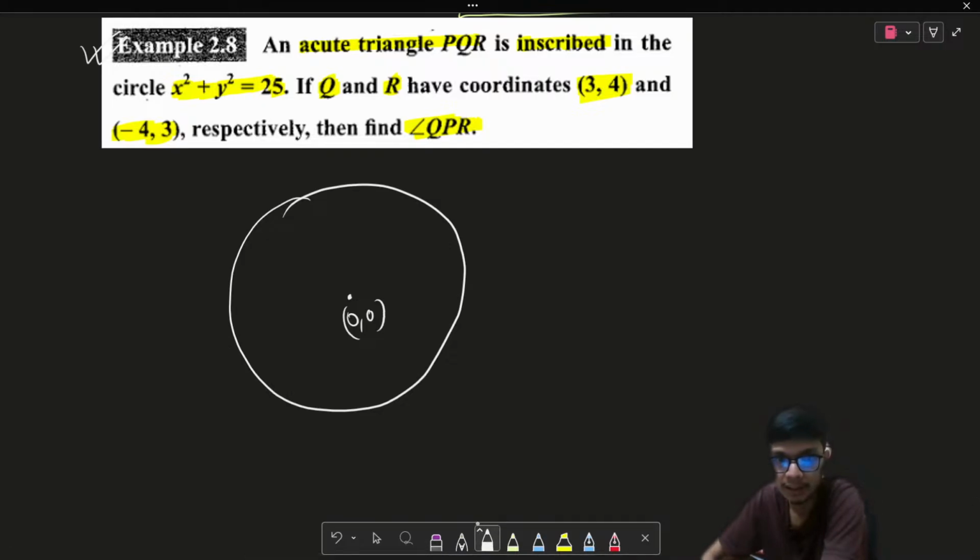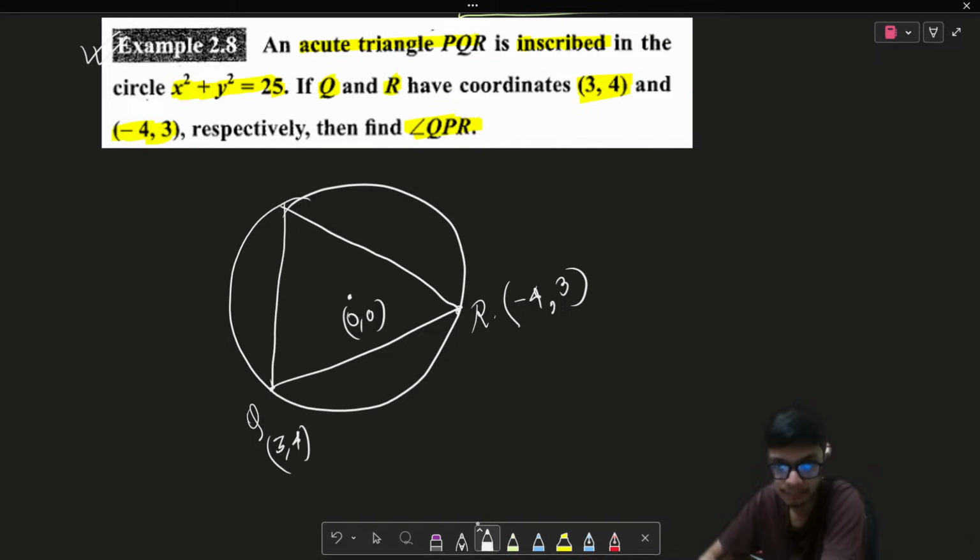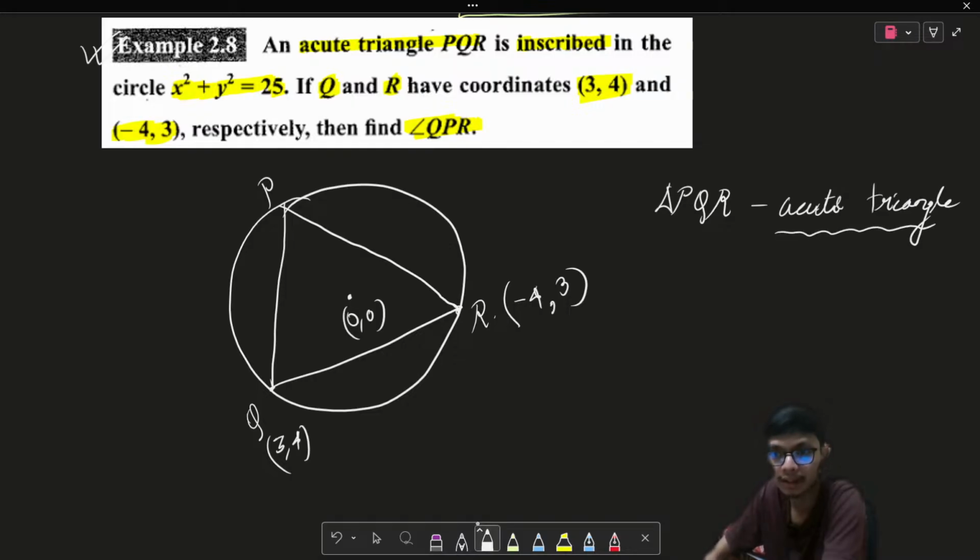And it is said that R and Q have coordinates, so let us draw some points R and Q. Now if you look at the points Q and R, they are points lying on the circle, right? So let us say this point is R as (-4, 3) and Q as (3, 4), right? Now you have to inscribe an acute angle triangle PQR in this manner, which is inscribed inside it, right? So you have to find out the angle QPR. So this particular angle you have to find out.